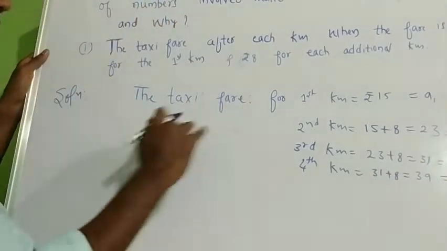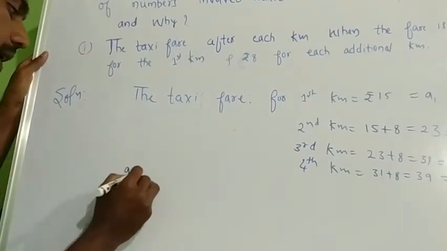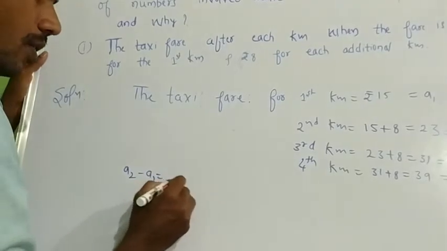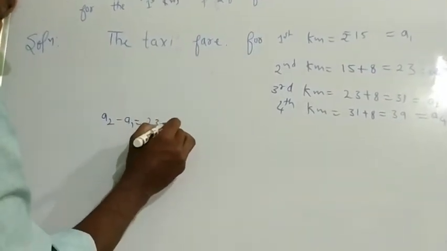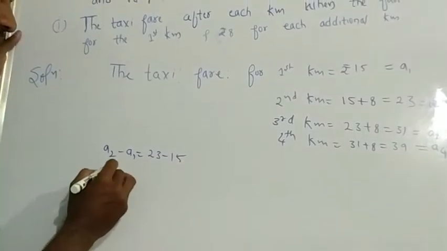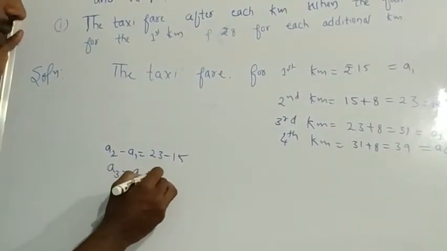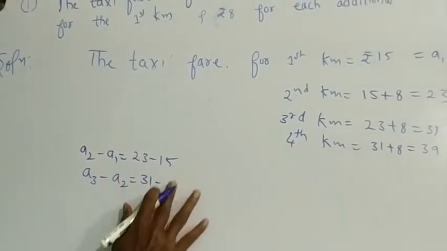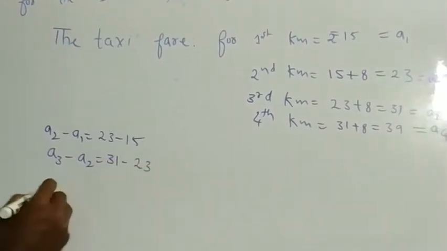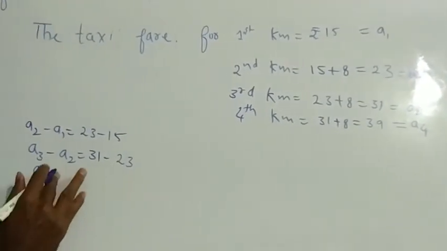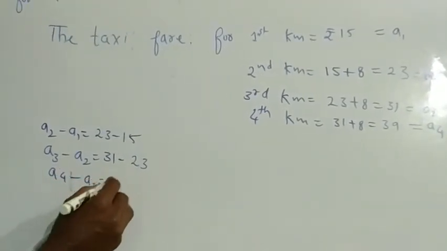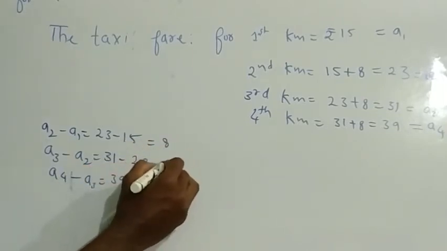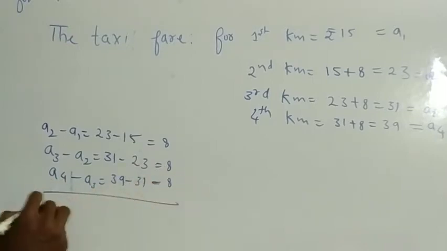Now I'll take the differences. A2 minus A1 is equal to 23 minus 15. A3 minus A2 is equal to 31 minus 23. A4 minus A3 is equal to 39 minus 31. See, in this case the difference is 8, in this case the difference is 8, in this case the difference is 8.